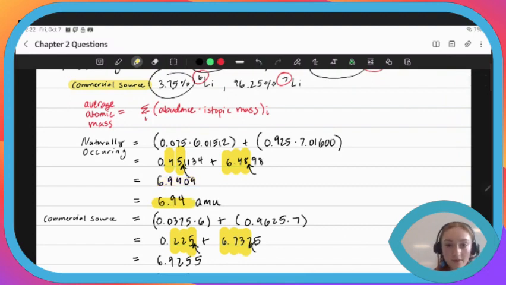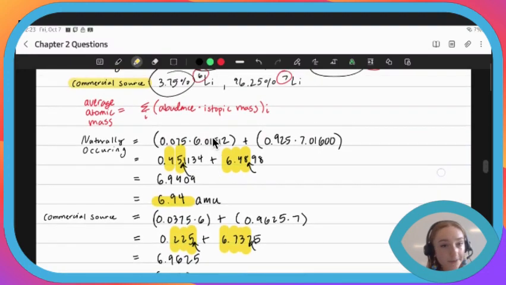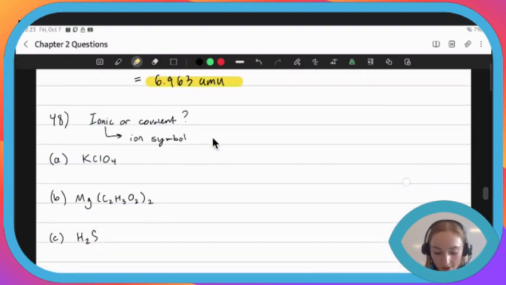So similar to the last one, we have an answer of 6.94 versus 6.9. Oh, sorry, that should be 9625. Sorry about that. So that should be right there. Looking at those two values, it just has one more significant figure. They're almost exactly the same, which is a sign that we're doing this math correctly, and these isotopes are very similar. Okay, so let's move on to 48.